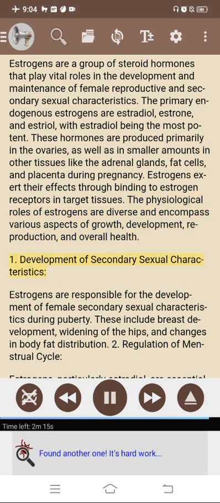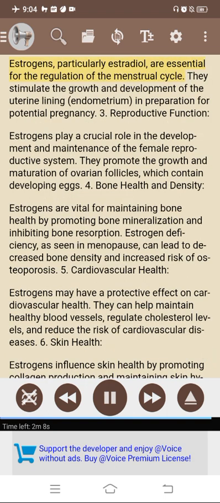1. Development of secondary sexual characteristics. Estrogens are responsible for the development of female secondary sexual characteristics during puberty. These include breast development, widening of the hips, and changes in body fat distribution. 2. Regulation of menstrual cycle. Estrogens, particularly estradiol, are essential for the regulation of the menstrual cycle. They stimulate the growth and development of the uterine lining, endometrium, in preparation for potential pregnancy.